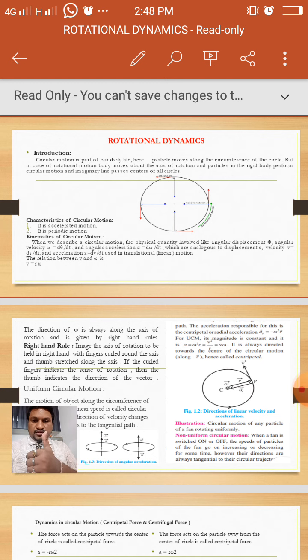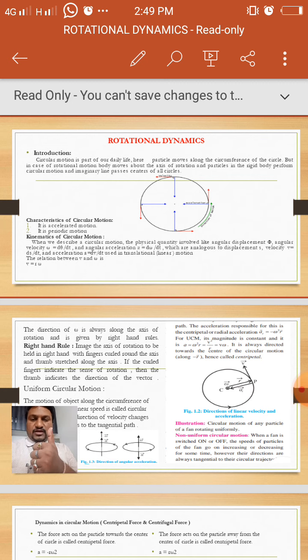Now, the curled fingers indicate the sense of rotation, and the stretched thumb indicates the direction of the vector, meaning the direction of alpha, the direction of omega, the direction of angular displacement. This is indicated by the stretched thumb. This is the right hand rule.